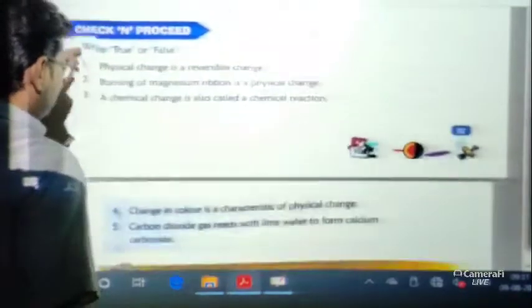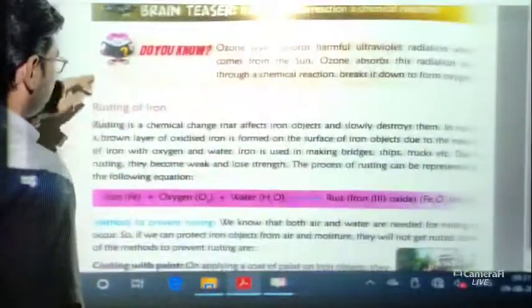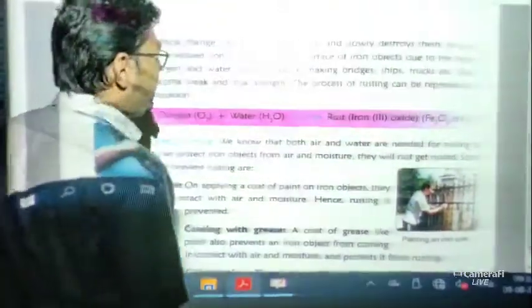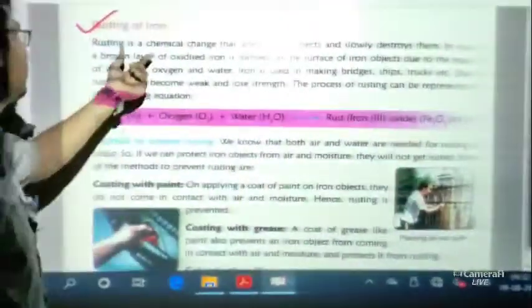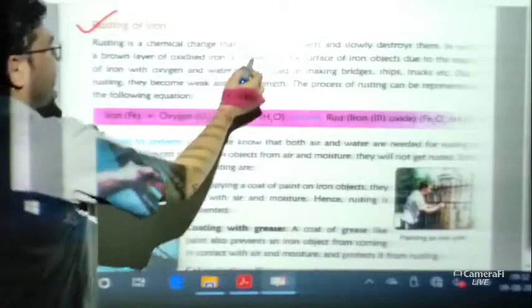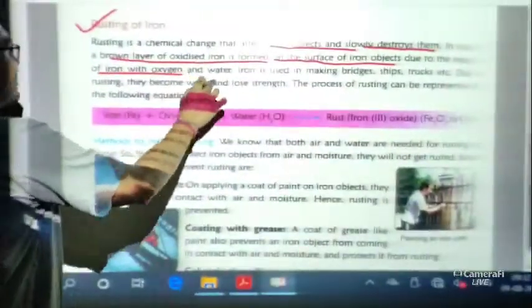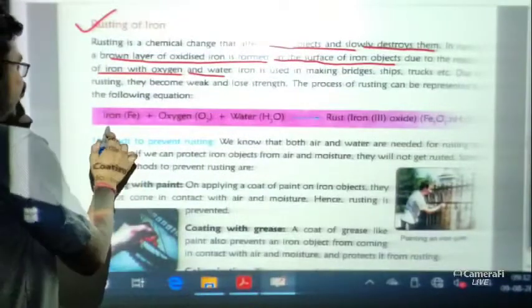Now let us discuss the process of rusting of iron. Very important, and you have already read it. What is rusting of iron? Rusting is a chemical change that affects iron objects and slowly destroys them. In rusting, a brown layer of iron oxide is formed on the surface of the objects due to the reaction of iron with oxygen and water. So this is the reaction.